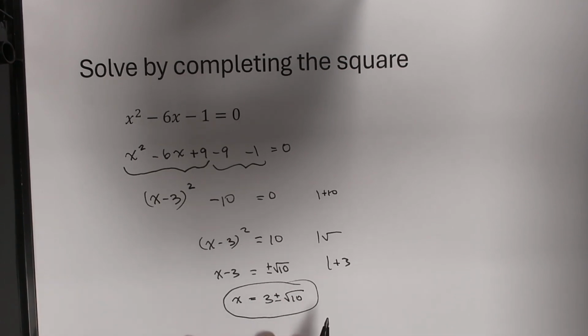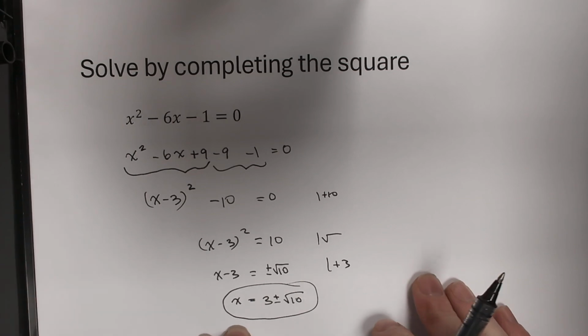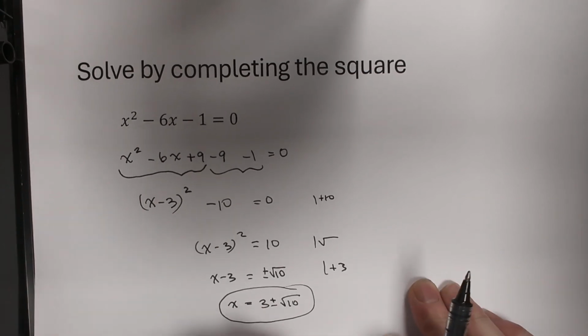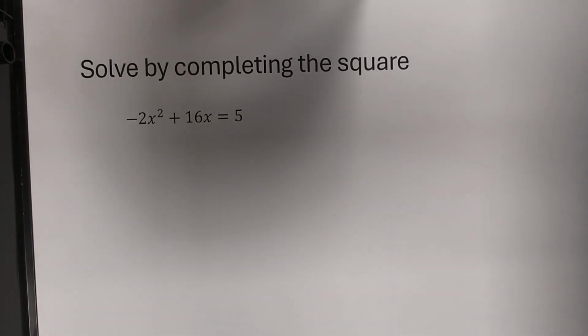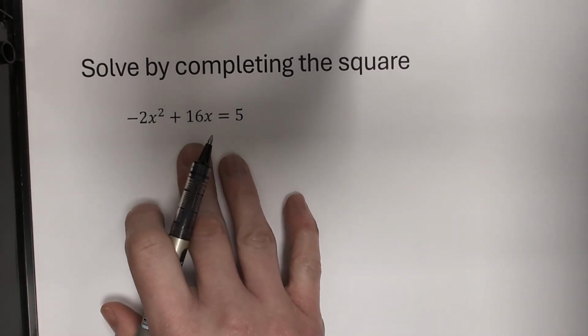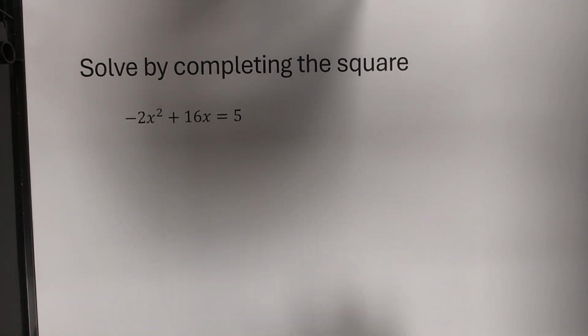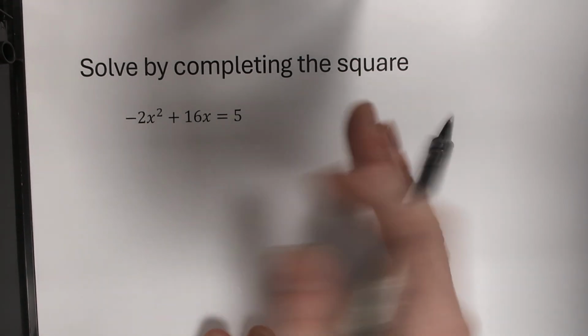So this is a great method. It's a little bit more work if you can't factor, but it's not too terrible if the coefficient of x squared equals 1. When you have something like this, it gets a little bit messier, and I'm not going to convert it to vertex form. I'm just going to divide, move things over, and make it as easy as possible.